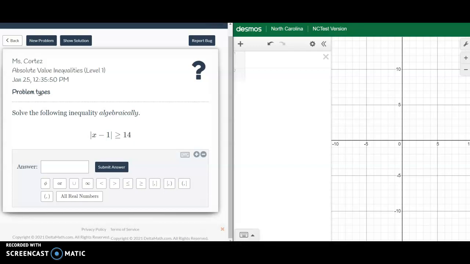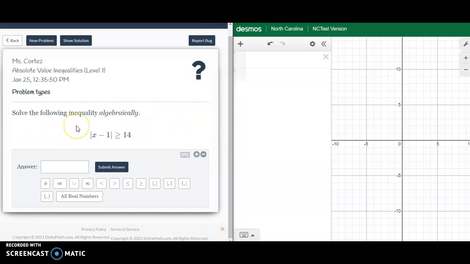Hello guys, today we're going to be doing a video where we're solving absolute value inequalities using Desmos, the NC test version. Again guys, I don't see why we can't do it this way just because you get to use this on the exam. So let's go ahead and get started.